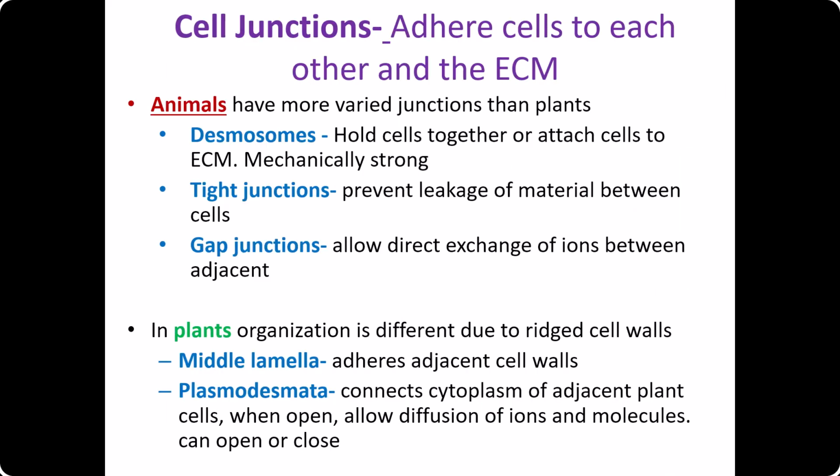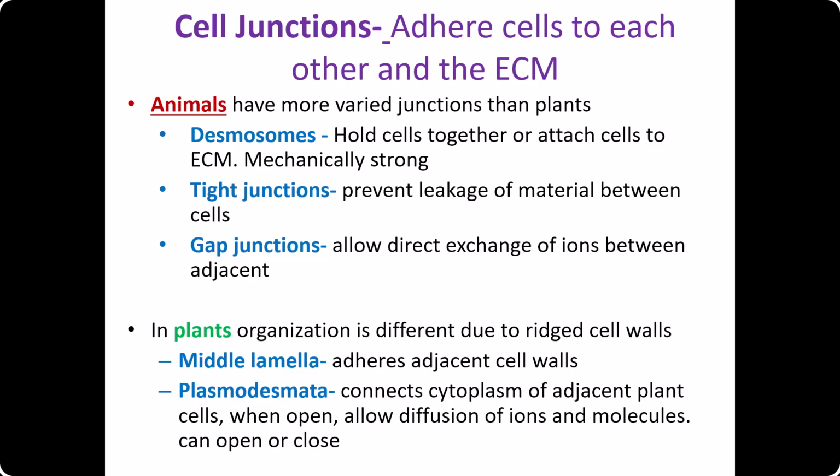So multicellular organisms have to have specialized junctions that hold their cells to each other and hold those cells to that extracellular matrix. Animals have more varied junctions than plants do. Animals have desmosomes, which hold cells together or attach cells to the extracellular matrix, and those cells are mechanically strong. They also have tight junctions, which prevent material from leaking between the cells, and gap junctions that allow the direct exchange of ions between cells.